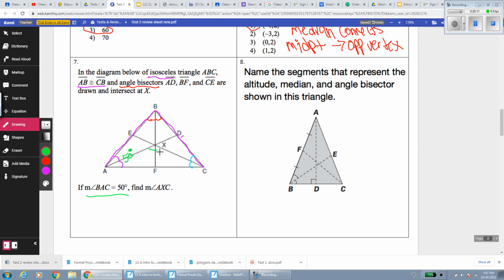So we're looking for this angle over here. That's what we're trying to find, this angle in green. So since we know that we have angle bisectors here, if this whole angle A is 50 degrees, that means each half of it is 25 degrees.